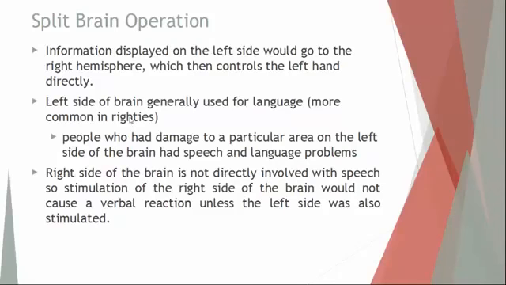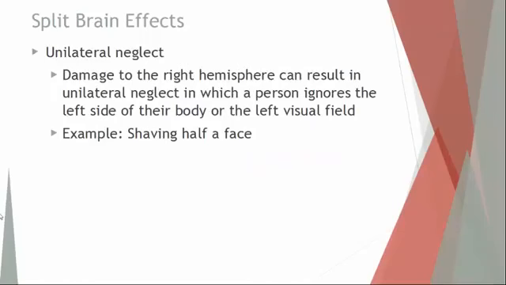Okay, next we'll move on to some effects of the split brain operation. And one of those is called unilateral neglect. Damage to the right hemisphere can result in what's called unilateral neglect in a person. And this is because damage to the right hemisphere of the brain will impact a person's ability to recognize or even see the left-hand side of their body. This is called unilateral neglect. Unilateral, one side. So an example of this would be a man may shave the right-hand side of his face, but not his left-hand side of his face, because he just doesn't see that it's there.